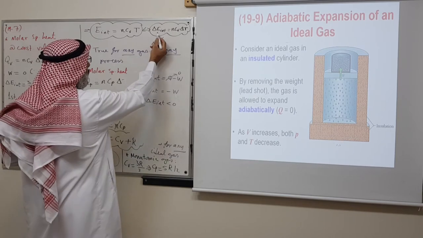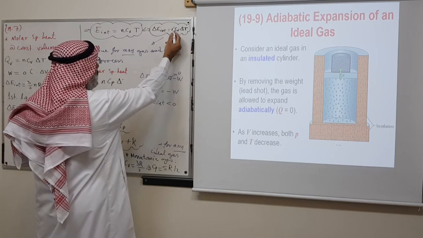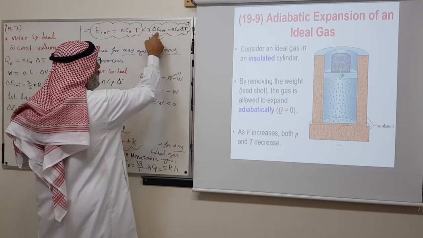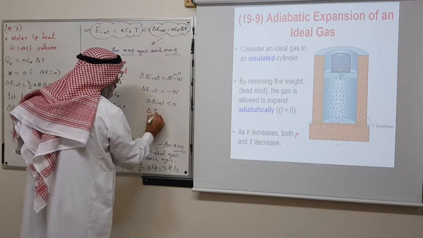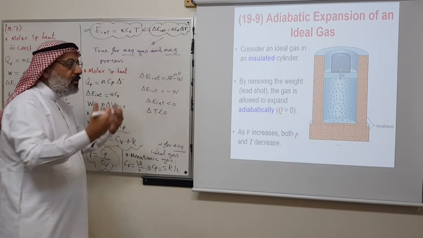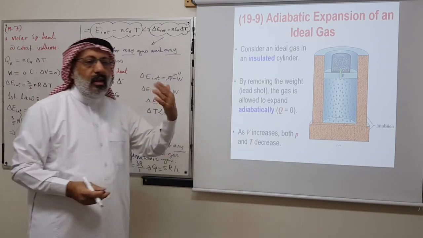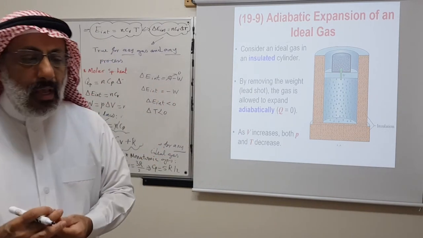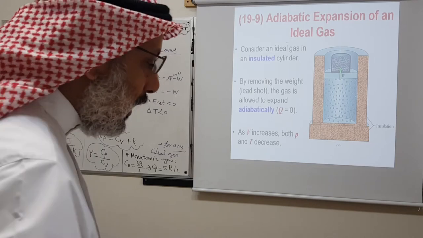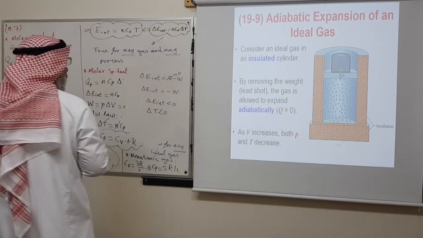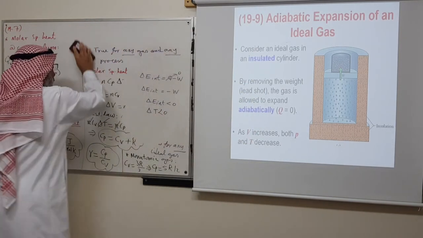And delta E internal is related to delta T. These are positive constants. So if delta E is negative, then delta T will also be negative. And that means the temperature decreases, the gas cools down. Okay? So with this, let's now describe the adiabatic process as it applies to an ideal gas.